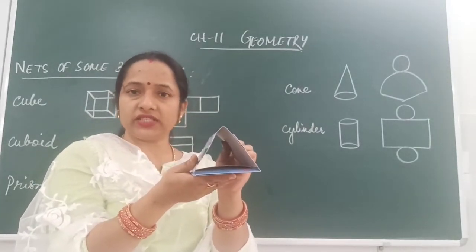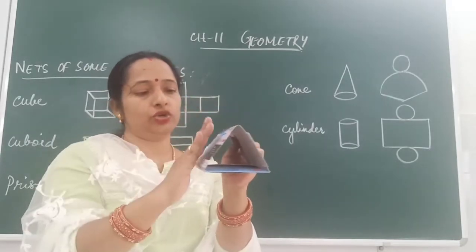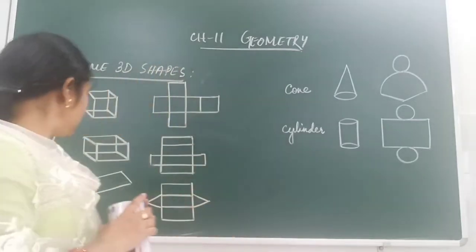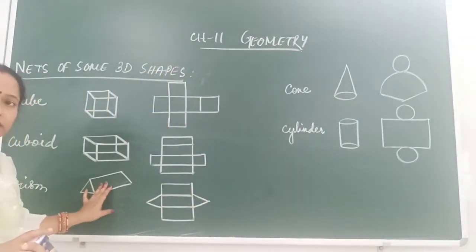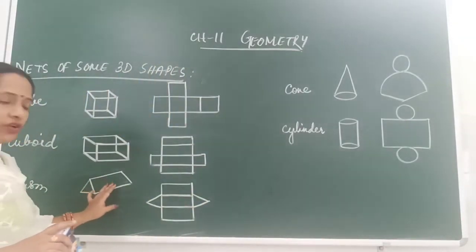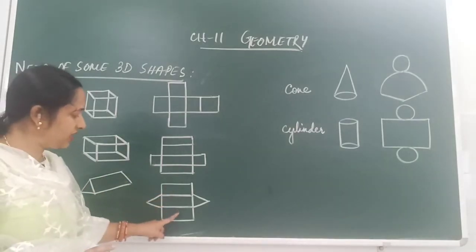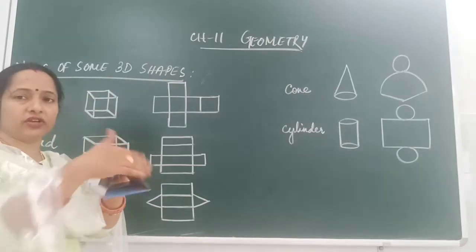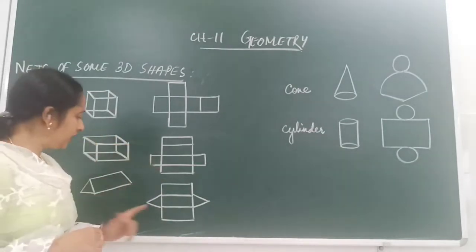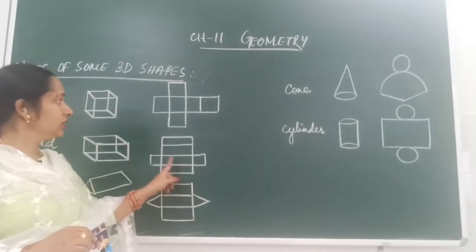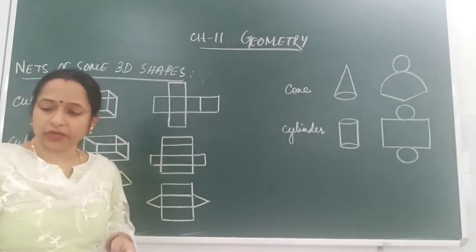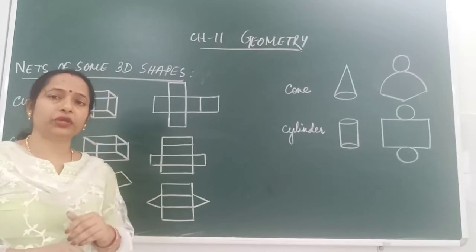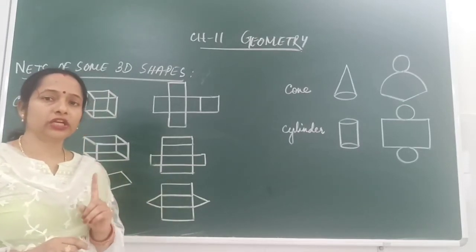So total how many faces in this prism? 1, 2, 3, 4 and backside 5. So this is the figure of a prism. Now if you cut and open this, you get 3 rectangular faces and 2 triangular faces. Now if sometimes you draw the net of any 3D shape wrong, then you can rectify it by counting the number of faces.